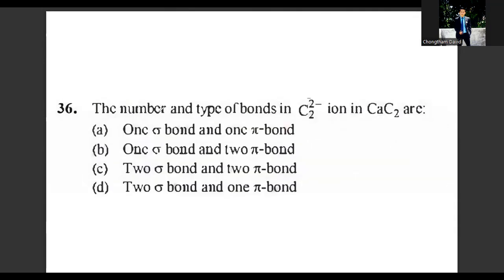Question number 36. The number and types of bonds in carbide ion are.